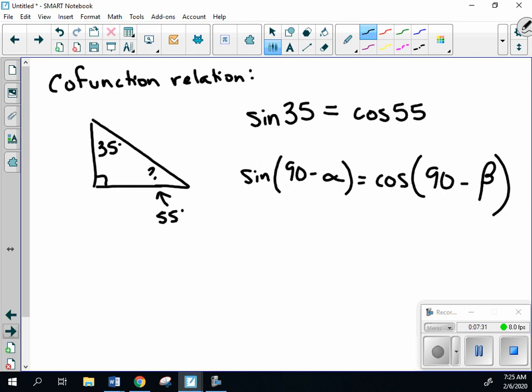So this is just an introduction to our trig functions and remembering what our trig functions are. We will be looking at how to find those different angle measures or side lengths based on our trig functions in the next video.